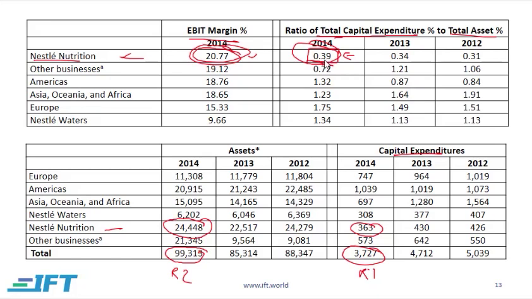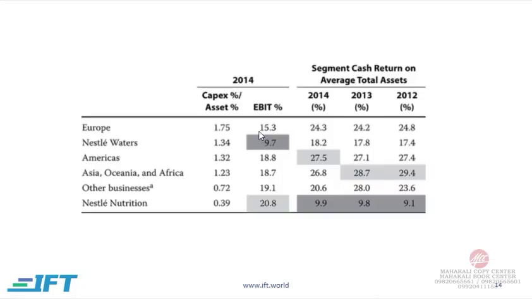Now what compounds his concern is the fact that Europe, which has a relatively low margin, so of all these, Europe is the lowest. Nestle Waters is really small, so we will ignore this for now. But Europe, which has a low margin, has a very high capital allocation. So that doesn't make sense. Then the analyst says that perhaps these numbers are based on operating profits, which are accrual based. Let me look at the cash flows.